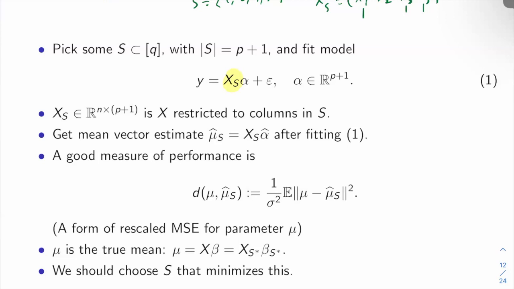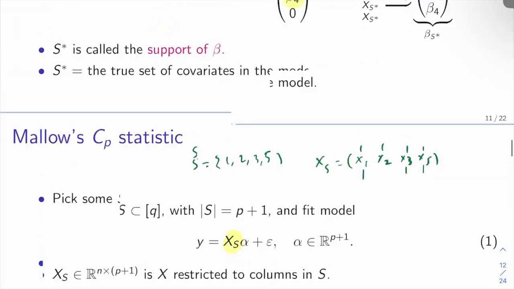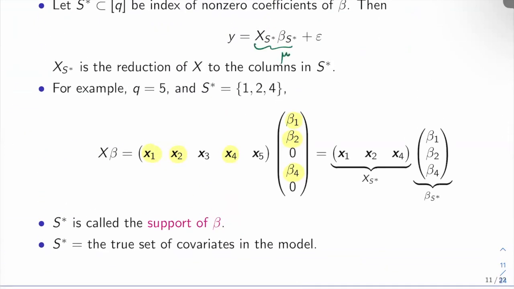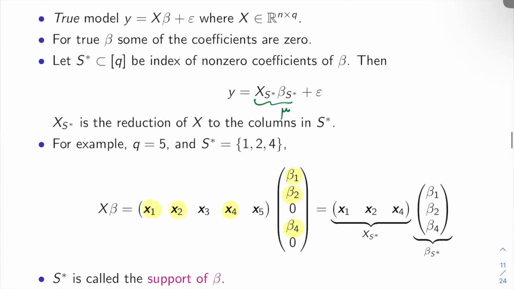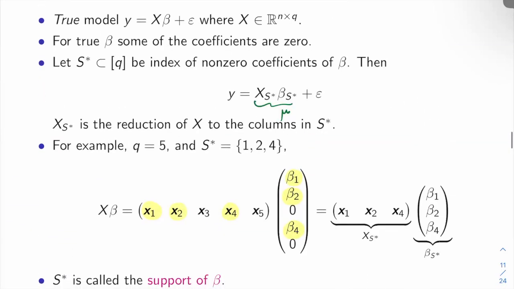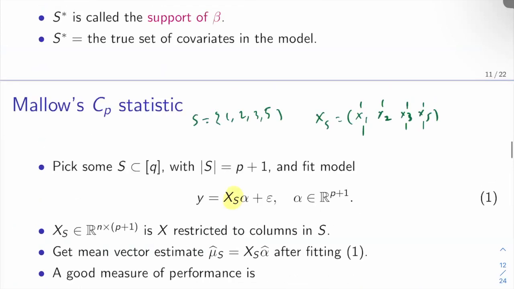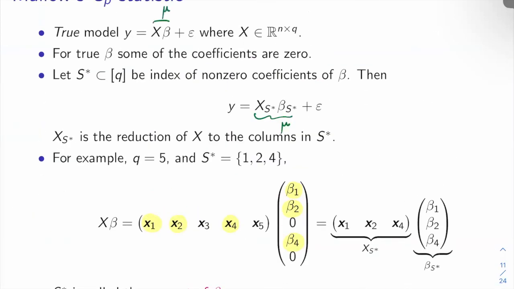So I fit this regression, and I get a vector of fitted values, which I'm calling mu hat sub S because it depends on S. So you get X_S alpha hat, where alpha hat is just the least squares estimate in that model. Mallows proposed to look at this distance. There is a true mu, the true mean vector, which is this guy. You can also write the true mean vector in this notation, where we have a bunch of zeros and beta, so this is the same as that.